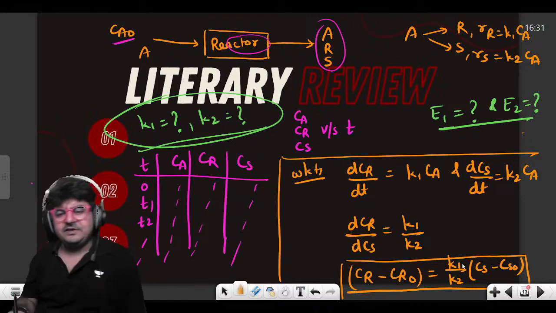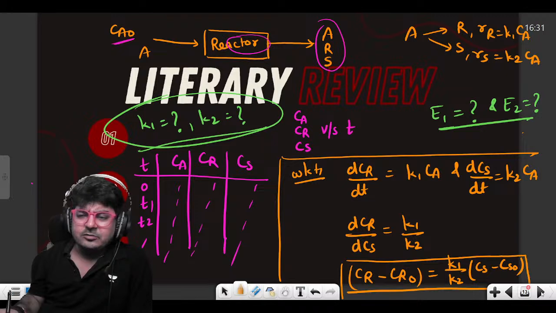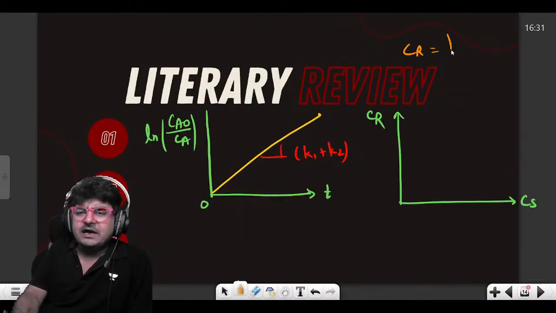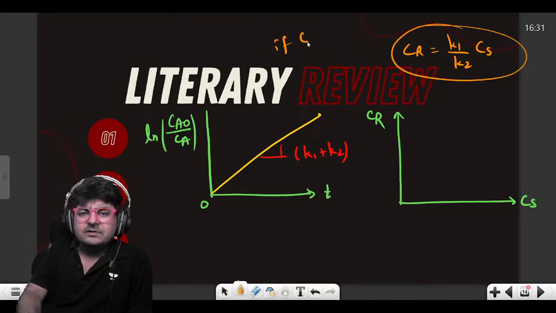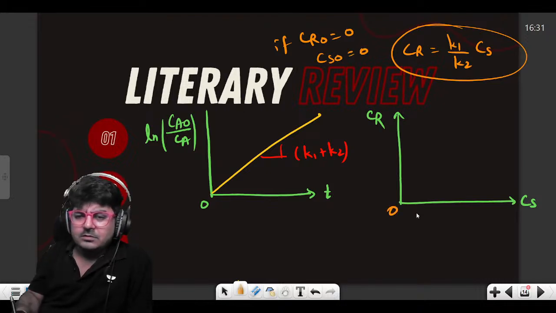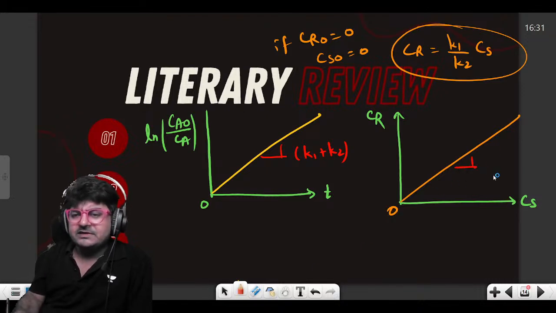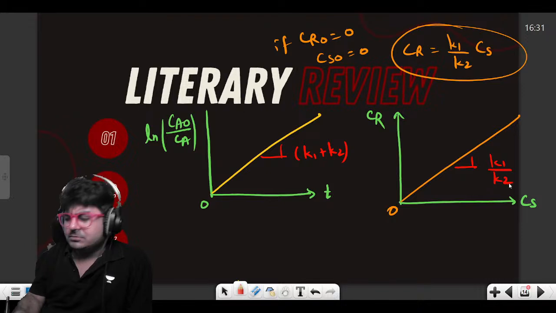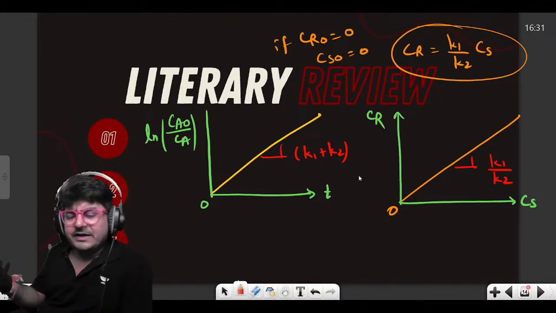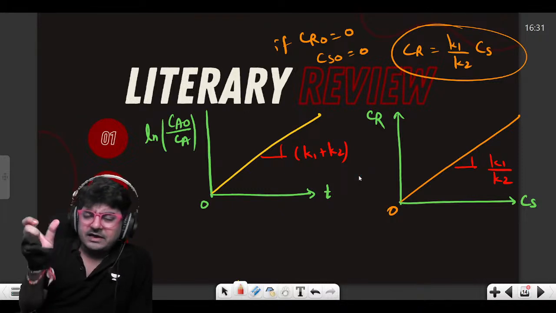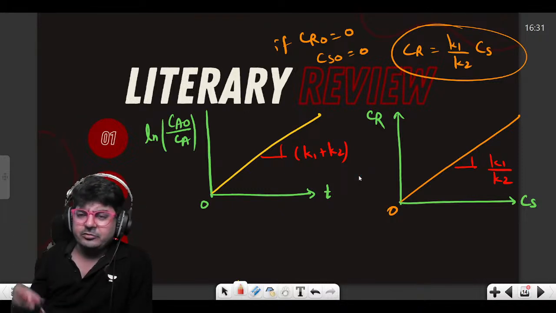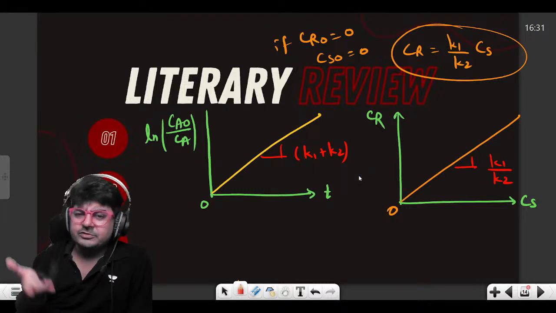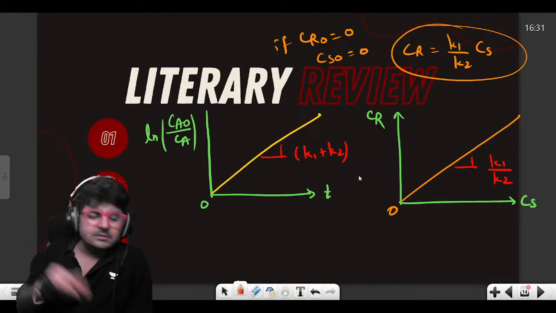Okay. If Cr naught Cs naught is 0, तो आपको पता है इक्वेशन क्या बन जाएगी? Equation would be like Cr equal to K1 upon K2 times of Cs. If Cr naught and Cs naught both are 0, तो आपका जो ग्राफ है वो कुछ ऐसा आएगा, straight line. There also you can measure the slope. That will be K1 upon K2. I hope you are understanding this. है ना? You got the two equation. K1 plus K2 equal to slope 1. K1 upon K2 equal to slope 2. With the help of those two values, you can calculate K1 and K2. Simple.